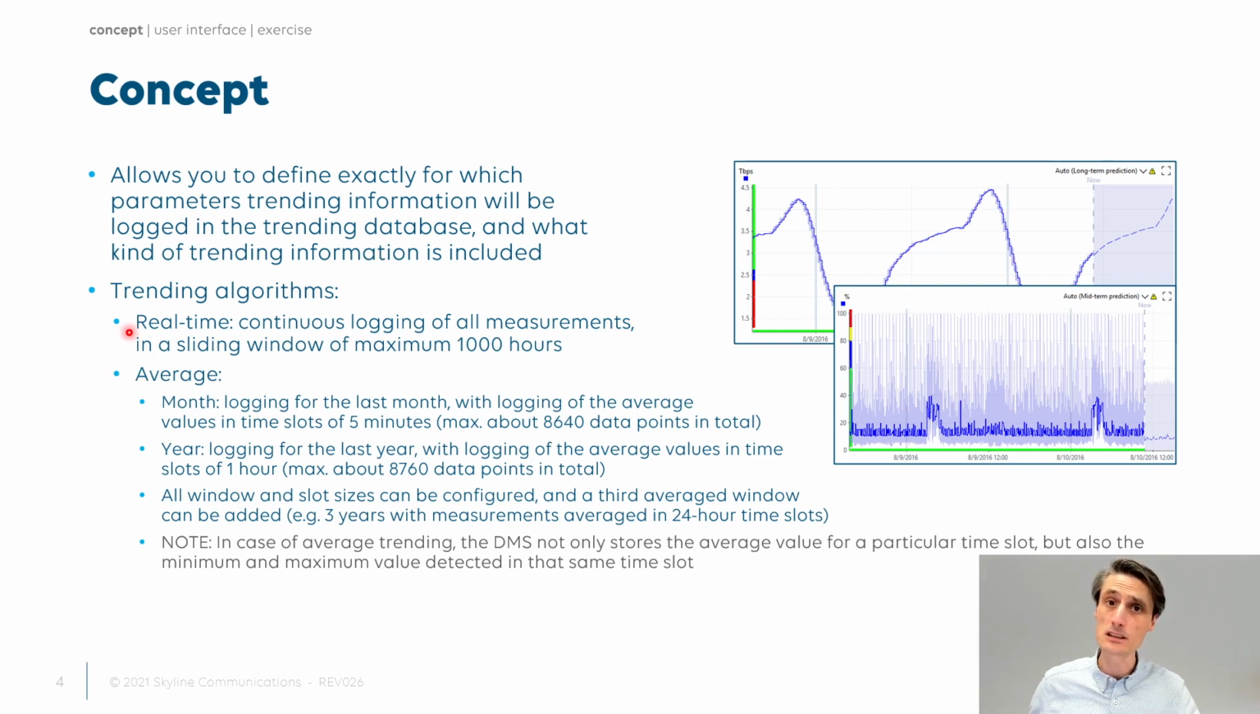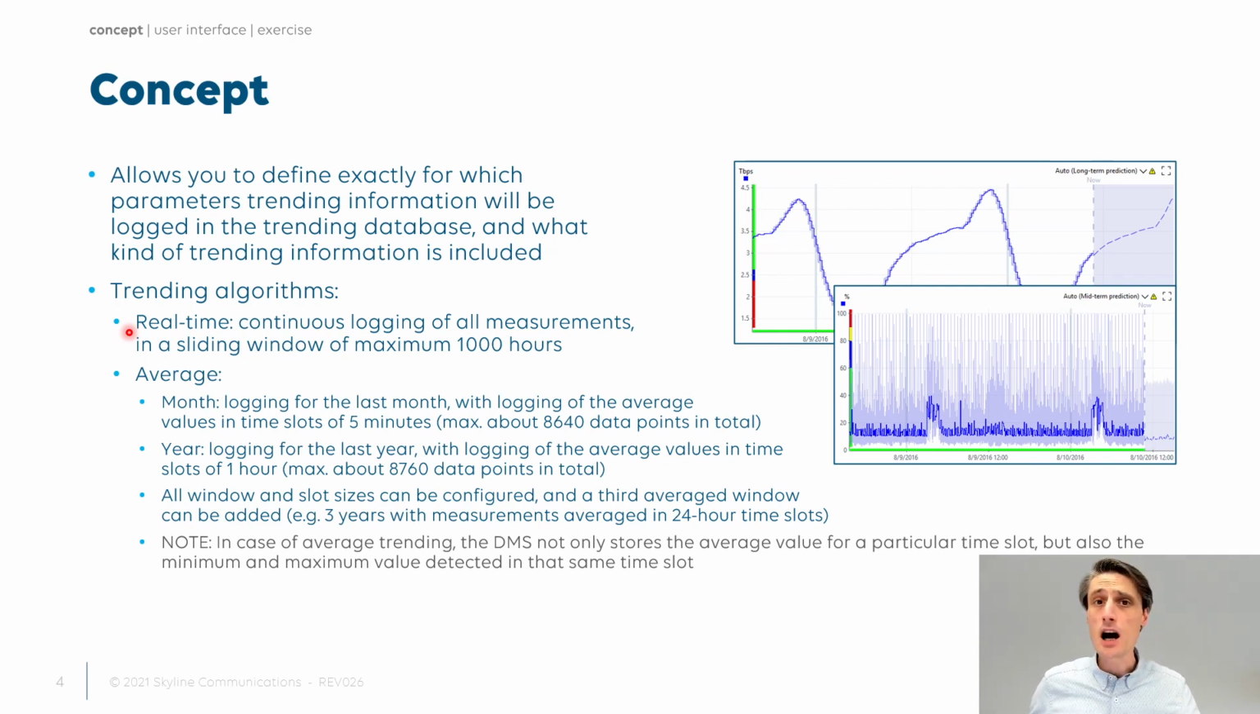The first one is the real-time trending. Real-time trending basically means that every single change that we detect on the parameter will also go into the storage database. That depends a little bit on the polling speed and also how often the value changes, because note that we only store whenever a value changes. So if a value remains the same for a longer period of time, no additional records go into the database. It's only when it changes that it goes into the database.